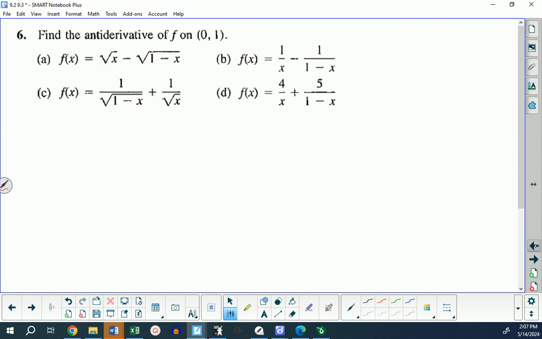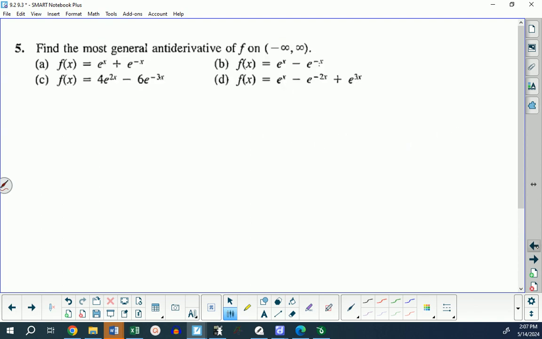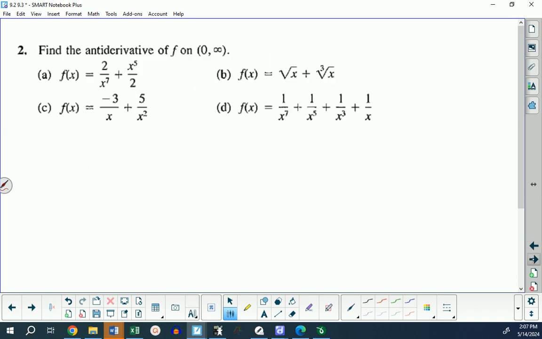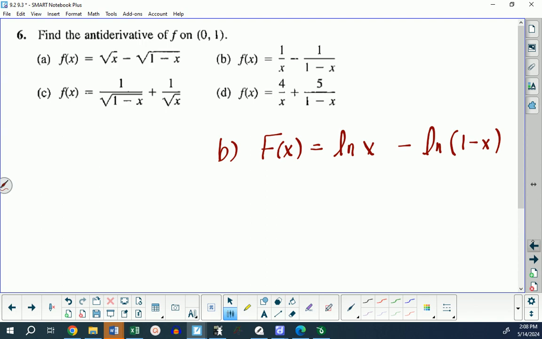For example, if I take a look at B, the antiderivative of 1 over x is the natural logarithm of x, minus the antiderivative of 1 over 1 minus x, which we suspect is the natural logarithm of 1 minus x, except, and I better be careful here, just give me a second. No, I put plus c, I just wanted to make sure. What about 7? Did I put plus c? Plus c. We'll put plus c in the end here.